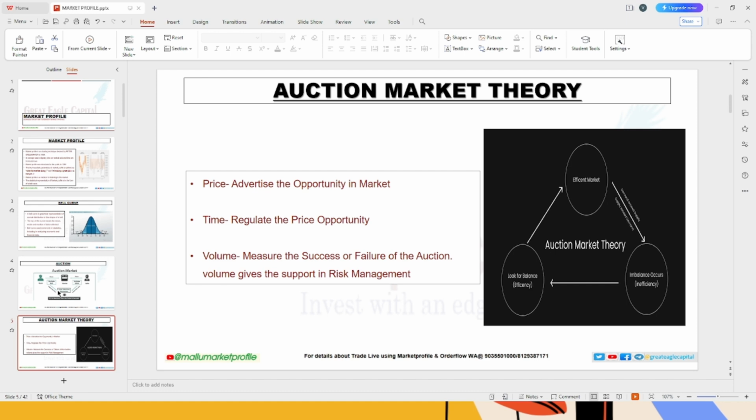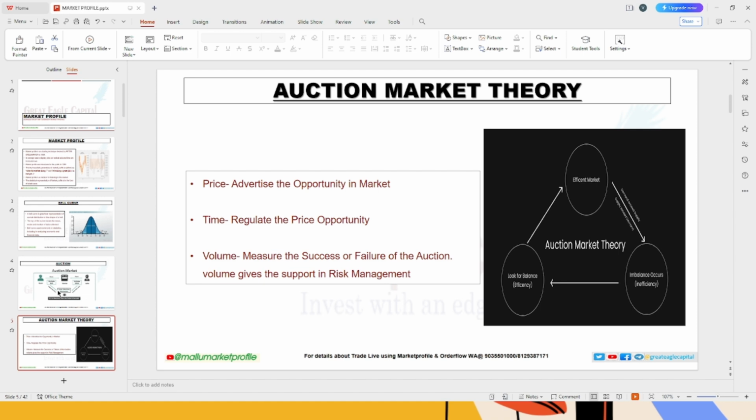So what are you looking at? You are looking at the price only. And second, the time, which regulates the price opportunity. For example, after 3:30, if Reliance is trading at 2000, you can't buy. Why? Because there is no exchange trading at 3:30. After 3:30 there is no exchange, no trading time. So you can't buy it now, even though you are seeing a close price, you can't buy it. That is why time regulates the price opportunity.